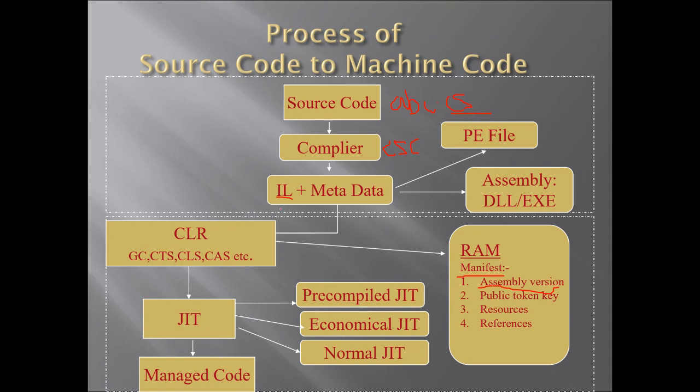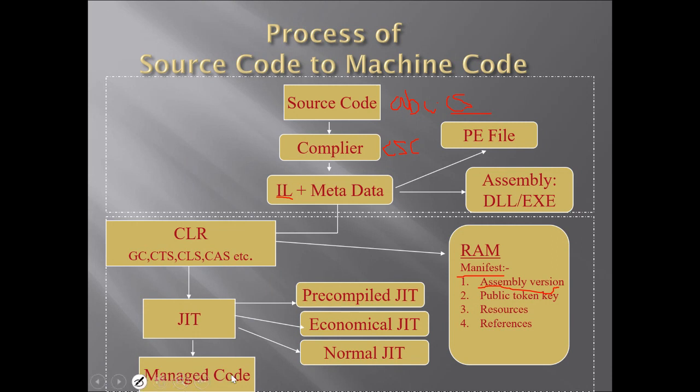JIT understands only IL code. JIT doesn't understand the source code. It only understands the IL code, intermediate language. In the full form, I can say Microsoft Intermediate Language, but in the short form, we can also say IL code. So JIT understands only IL code, and JIT converts that IL code to managed code.